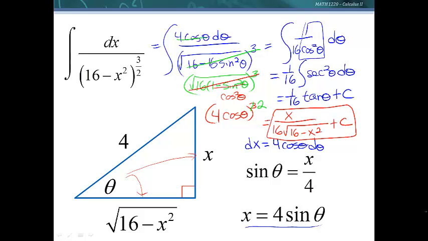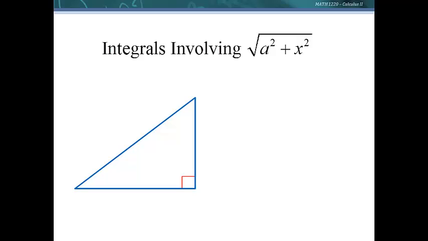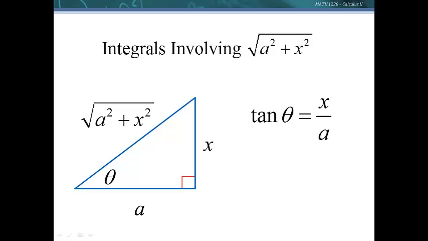Now there's a couple other forms in integrals that trig substitution will work nicely for. If we have an integral involving a square root of a squared plus x squared, if we labeled the sides of this triangle a and x, and we did the Pythagorean theorem, then we could see that the hypotenuse would be the square root of a squared plus x squared. So if we put theta in this triangle, then if we related the two easier sides to this angle, we would have tangent theta equals opposite over adjacent, solving for x, x equals a tan theta.